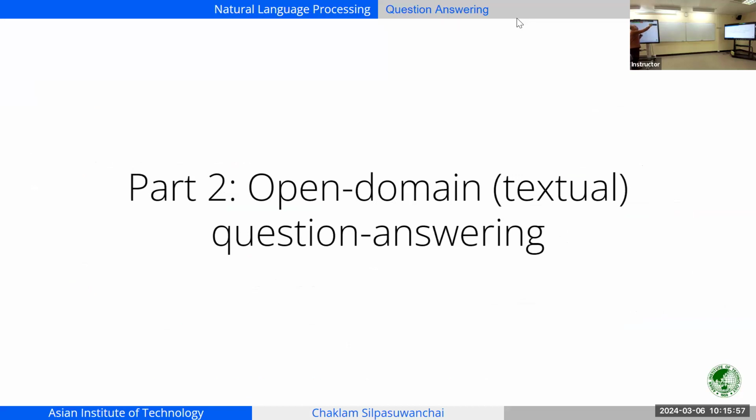Today I won't have many breaks because it's very short. I only prepared maybe eight to nine slides, but each one is probably the most highly cited one. Okay, so open domain question answering. I make sure that I say textual, because you can also do textual with visual, but here we are only doing textual.